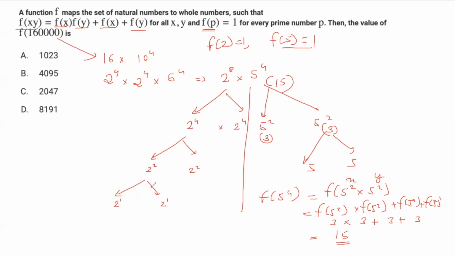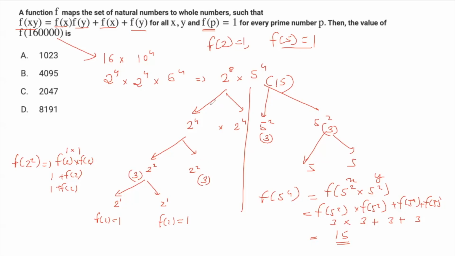Now same logic we can apply for 2^8 also, guys. 2^1 and 2^1 both will basically be f(2) equal to 1 and f(2) equal to 1. Using this we can calculate f(2^2), the same logic that we have used for f(5^2). It is nothing but f(2)·f(2) + f(2) + f(2). We already know f(2) is 1. So 1 into 1 plus 1 plus 1 is also 3. So f(2^2) is worth 3. And here also we have f(2^2) is 3.